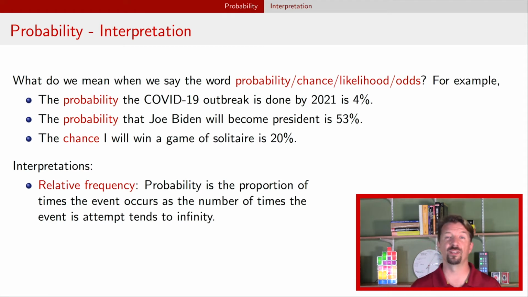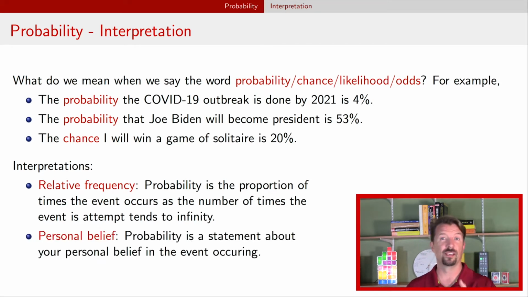So the other interpretation that people have is an interpretation based on personal belief. So I might say something like the probability that Joe Biden wins this election is 53%. And what I say about that is a degree of belief that I have about that event occurring. And that's the personal belief perspective.